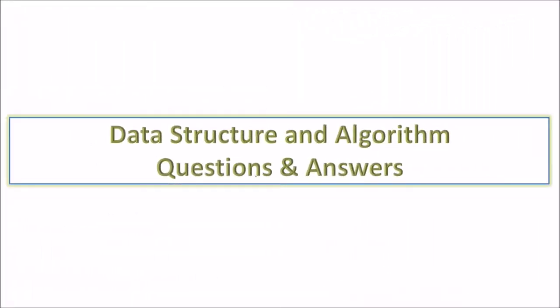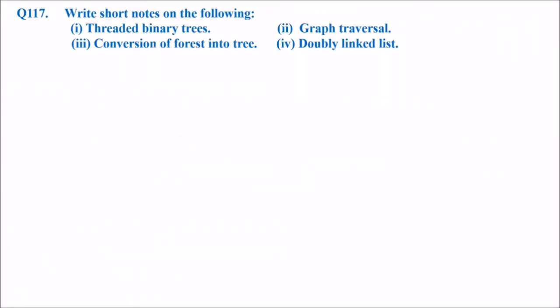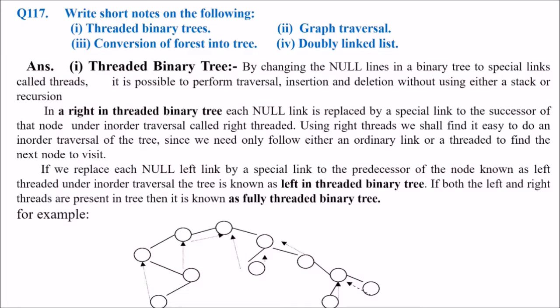So let us take a few more questions and answers in data structures and algorithms. Write short notes on the following: threaded binary trees, graph traversal, conversion of forest into tree, and doubly linked list. So, threaded binary tree: just by changing the null values in a binary tree.